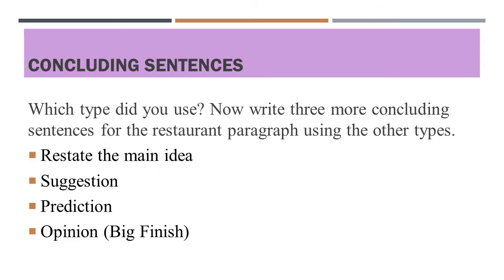Okay, I'm going to assume that you've had a chance to pause the video and you've written at least 1 sentence. So the question I would like you to look at first is just which type did you use? Did you restate the main idea, make a suggestion, make a prediction, or finish with a big finish? Once you decide what type you've used already, I'd like you to write 3 more concluding sentences for the same paragraph. This time, use the other techniques. Okay, so in the end, you will have 4 concluding sentences.